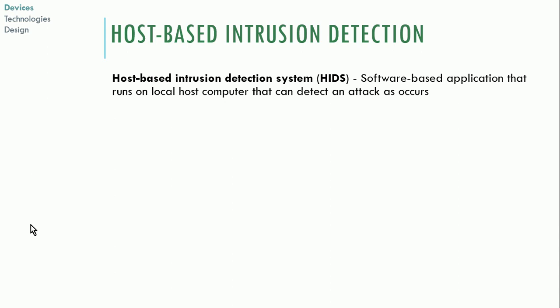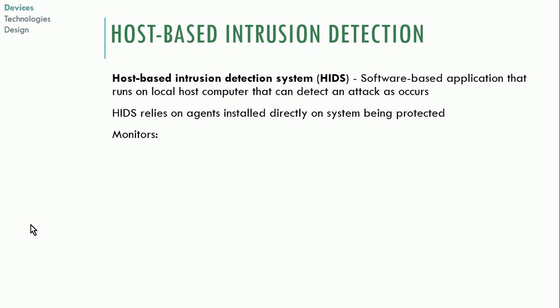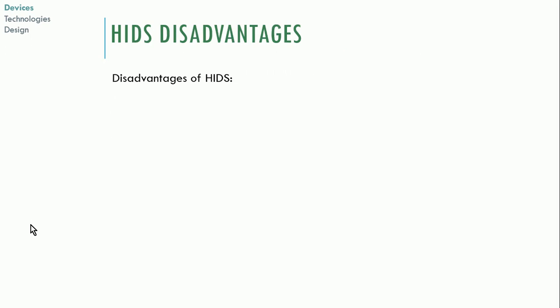So a host-based intrusion detection system is a software-based application that runs on the host computer to detect an attack as it occurs. It relies on an agent being installed on the system, which is its biggest Achilles heel because we have to have that installed on the system for it to work. Of course, in a large enterprise, that can be difficult. We have to have that component running on every single machine, every single server. So it can monitor system calls, file system access, changes to the registry or when it's reading from the registry, input and output from the host, so traffic as it leaves and comes into the host.